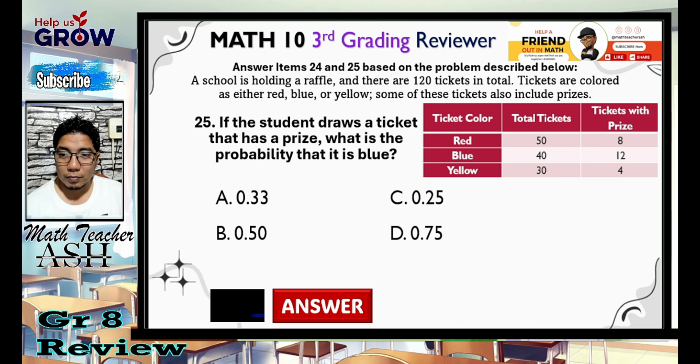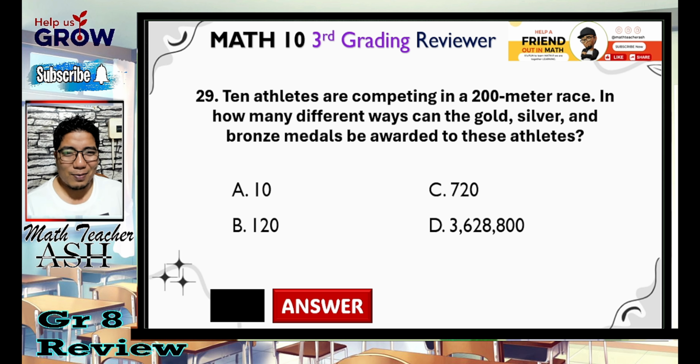So now let us go to question number 29. 10 athletes are competing in a 200-meter race. In how many ways can the gold, silver, and bronze medals be awarded to these athletes? Is it A, 10, B, 120, C, 720, or D, 3,628,800? I'll give you 5 seconds to think about your answer.